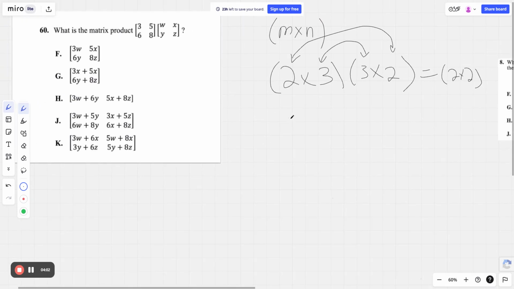But the reason the order matters is, although we have the exact same numbers here, if we do a 3 by 2 by a 1 by 2, this is not possible because these inner two numbers do not match.